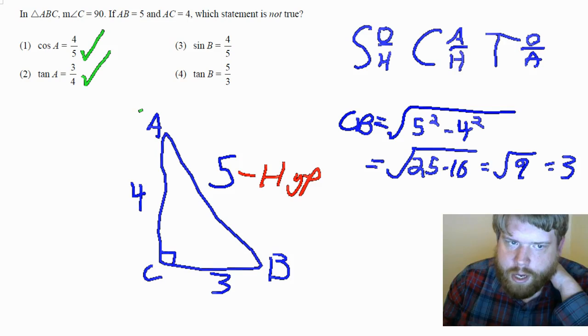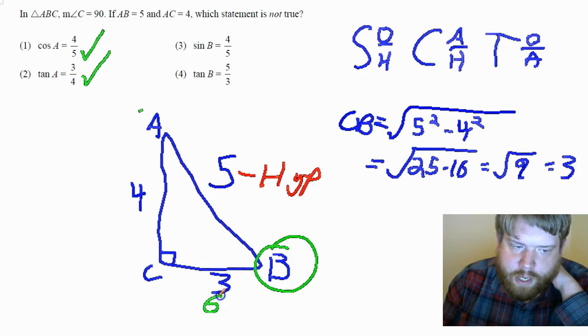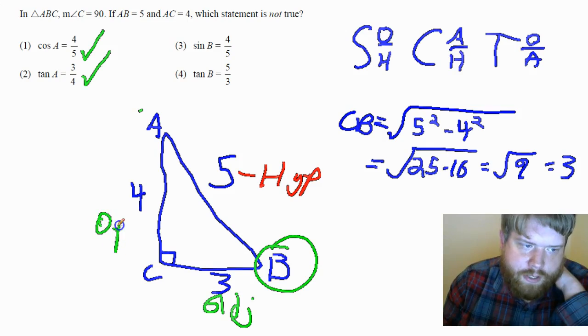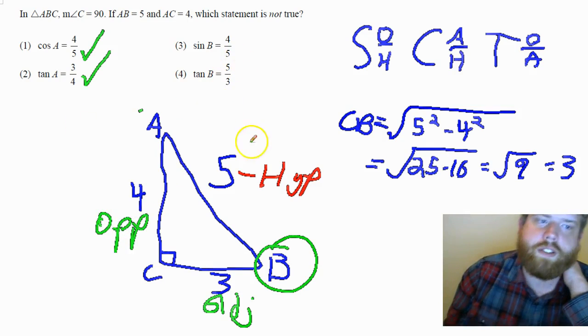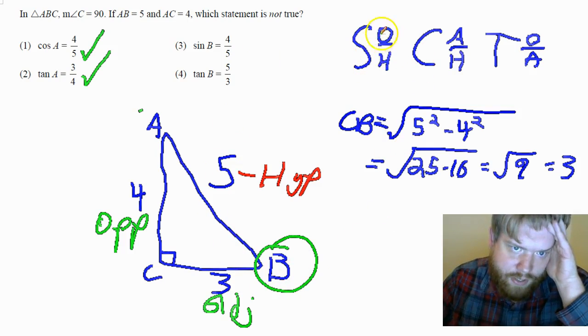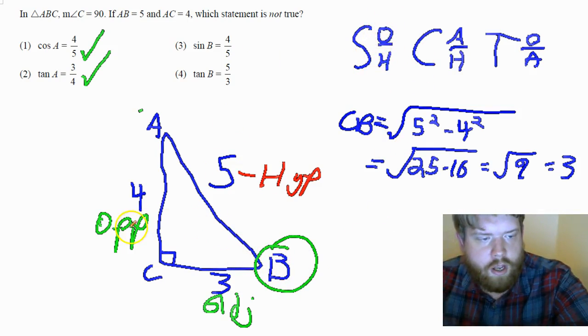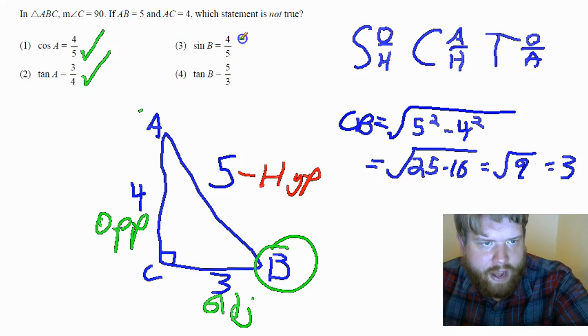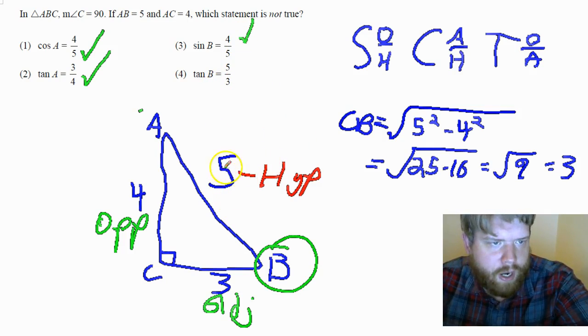And now let's take a look at B. Okay, so now we're changing our reference angle to B. And now 3 is going to be the adjacent side because it touches B, and 4 is going to be the opposite side. So if we look here, sine B equals 4 over 5. Is that true? Well, sine is opposite over hypotenuse. Opposite is 4. Hypotenuse is 5. So sine B is 4 over 5. Yeah, that seems true. So hopefully 4 is wrong, or we made a mistake somewhere.